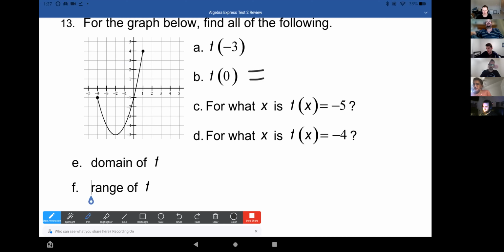Now, can I get someone else? I know Gania knows this. Someone else answer this one. F of 0. What is that gonna give me? So -1. Because you're looking right here where my X is 0, my Y value is a -1.